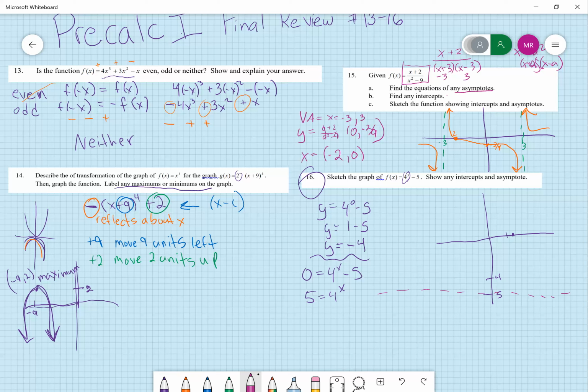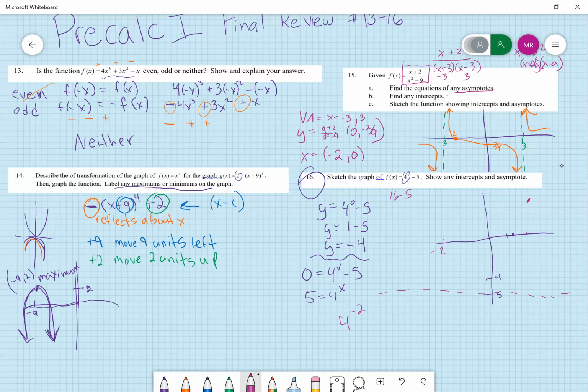Now, why do we have an asymptote at negative 5? Any number that we put in for x, right? Let's put in 2 for x. If x equals 2, we get 16 minus 5, or 11, right? So we know that it's going to be somewhere up here. But what happens if we put a negative number in there? We've got 4 to the negative 2, right? Let's do negative 2 over here.